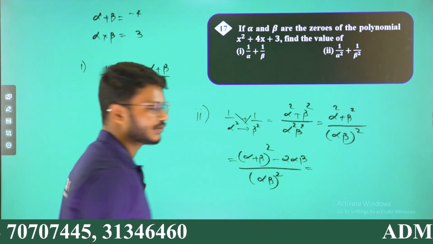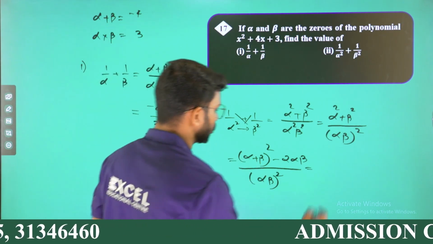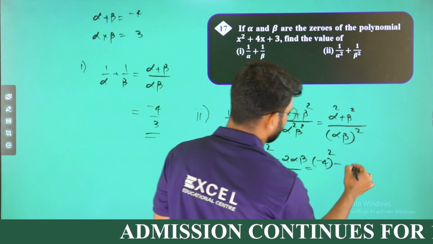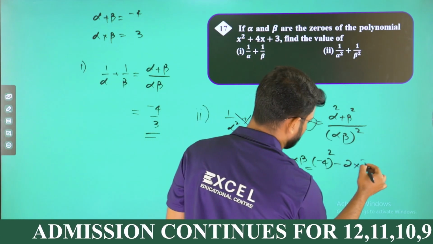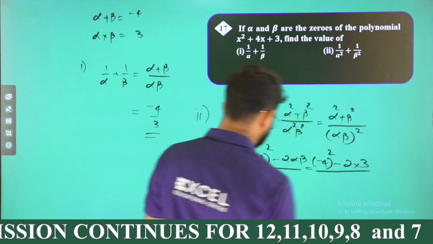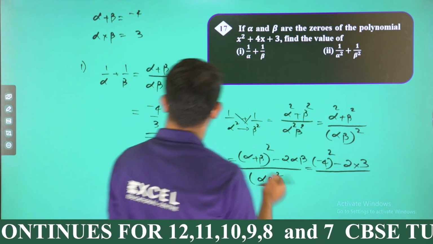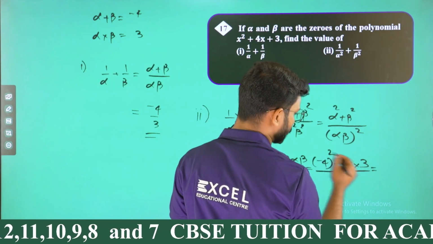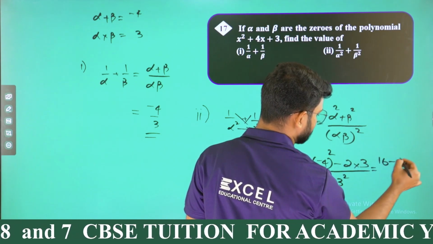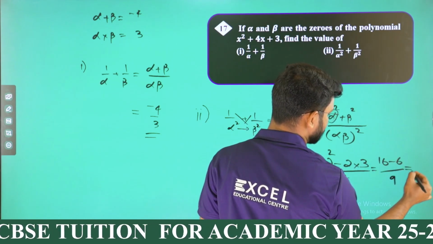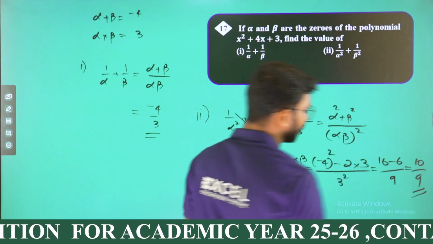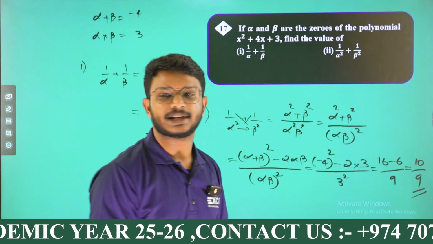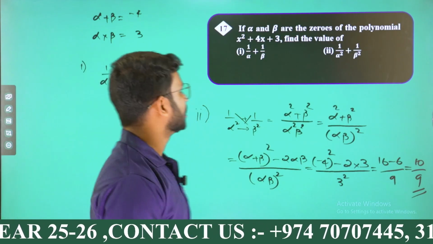So we can substitute the values. What is alpha plus beta? Minus 4. So negative 4 the whole square minus 2 alpha beta, so 2 into 3, as alpha into beta is 3, divided by alpha into beta the whole square. So 3 square becomes 9. The answer becomes minus 4 square, 16, minus 2 into 3, 6, divided by 9, which is equal to 10 by 9, the required answer. So the first one we got minus 4 by 3 and the second one 10 by 9 is the final answer. Very easy question, right?